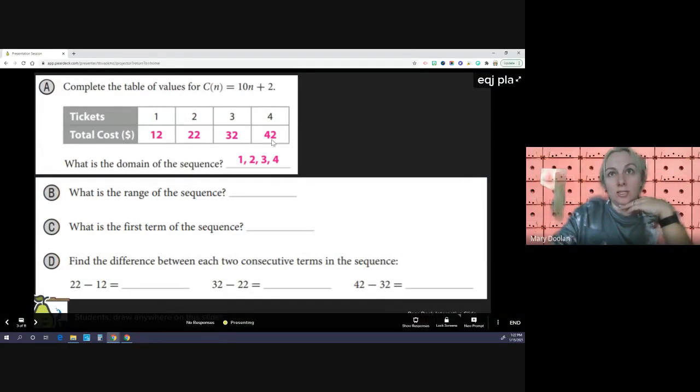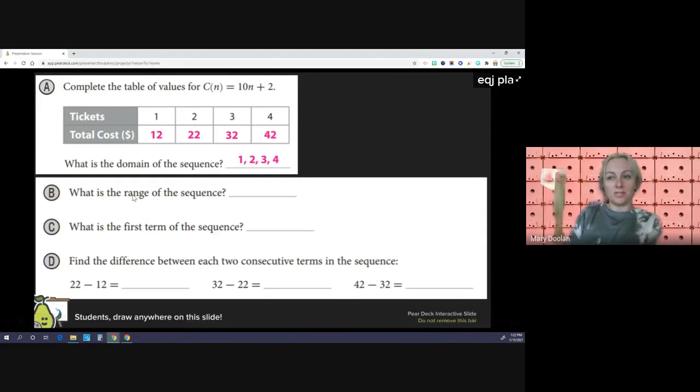So total cost is filled in. The domain is filled in. So domain and range, those are two things that go together. It's like inputs and outputs. Domain and range. The x values and the y values. You guys remember this from functions?